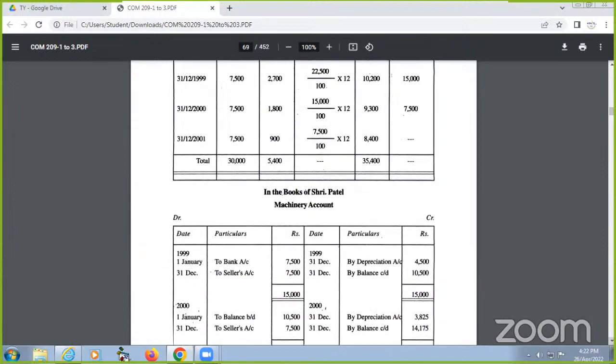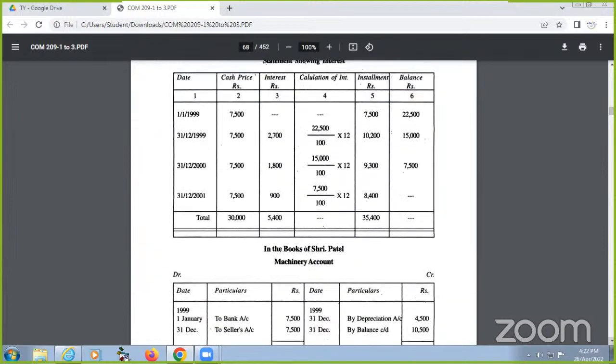So, according to the table, we see our first down payment is 7,500. After that, this installment is 7,500. Balance is 22,500. For 22,500 into 12 divided by 100, which is 2,700, which is interest for next year, and it will be reduced again. Balance 15,000, 15,000 again for 12%, so it will be 1,800, and again third year it is 900, so the balance is nil.